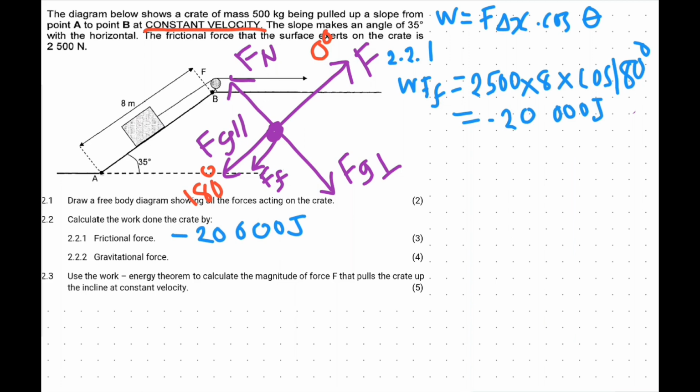Okay guys, work done by the gravitational force. We've spoken of 3 ways to calculate the work done by gravitational force. Look at the information given. We're given the angle of inclination and the length of the incline. So we can either use the component of gravity approach, or we can consider the force of gravity acting downwards, measure the angle. So I'm going to use the component of gravity approach. So first, let's work out what FG parallel is. FG parallel is mg sine theta.